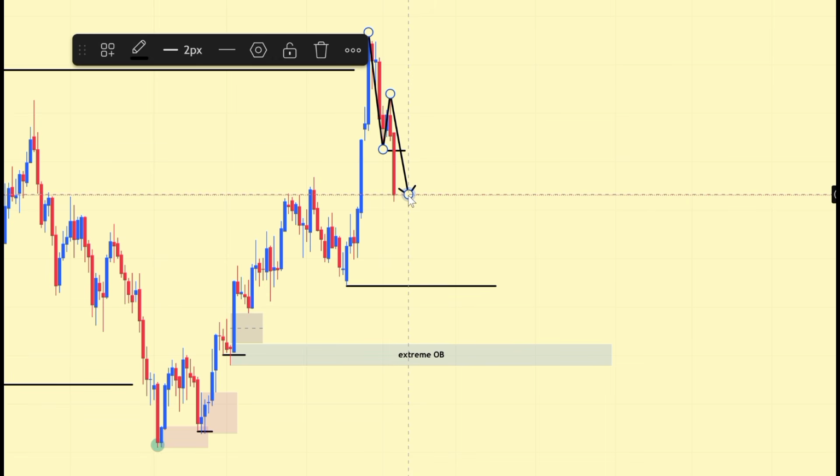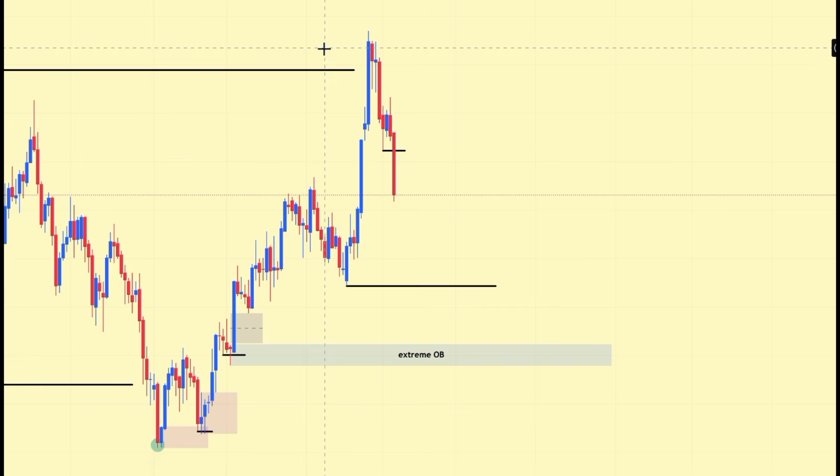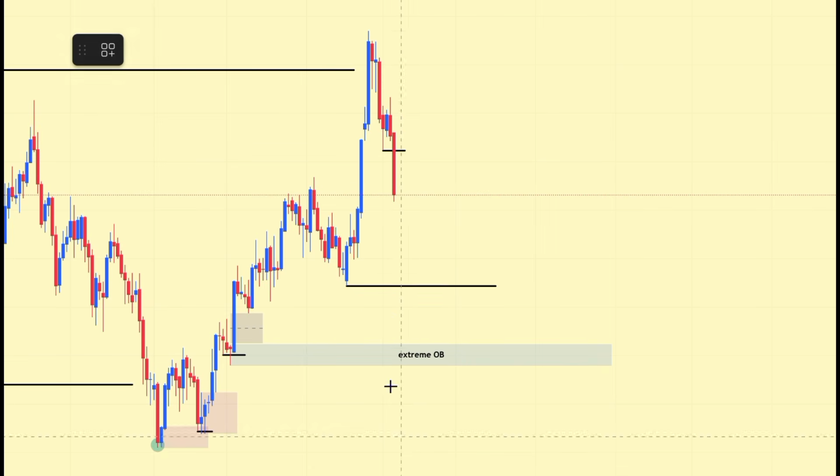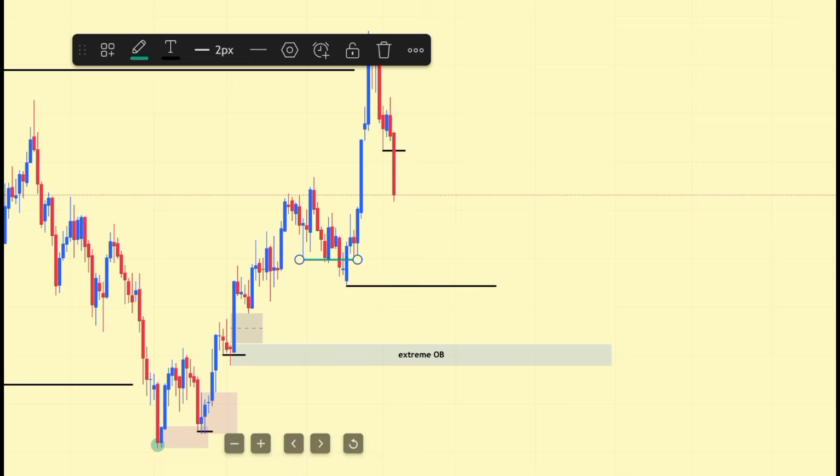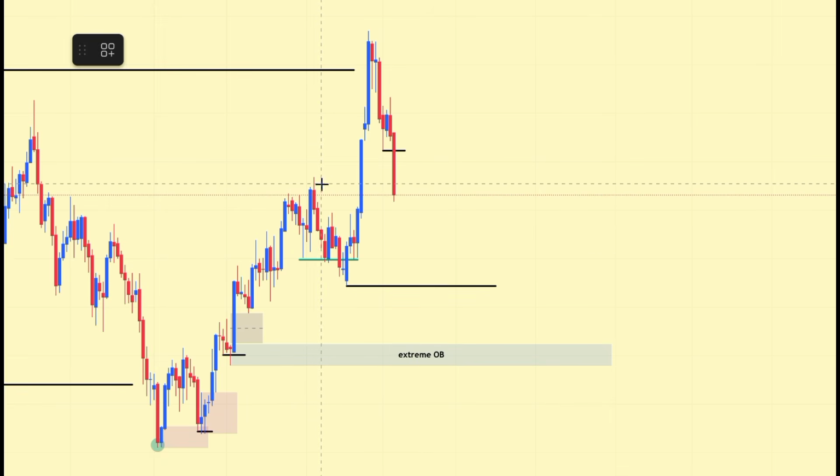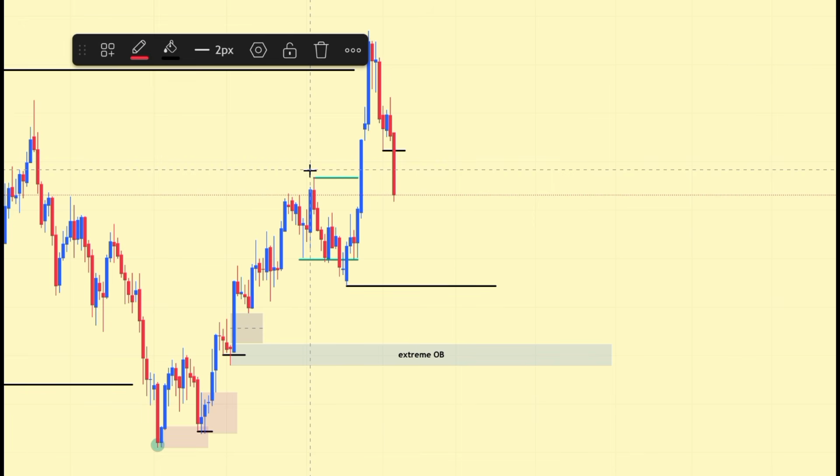So this is of course the start of what we call an internal structure. Okay, so let me get rid of this one. We can clearly see where price is currently. And exactly right here, we can clearly see that price has taken out that low and headed higher, all the way breaking past that high.